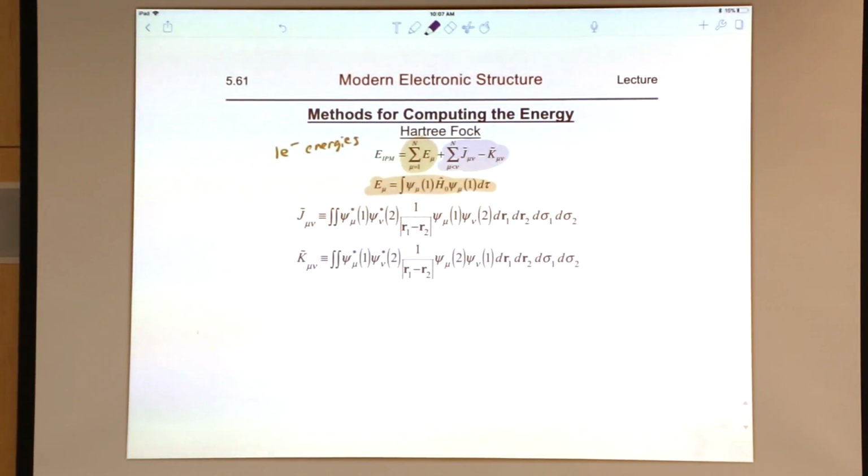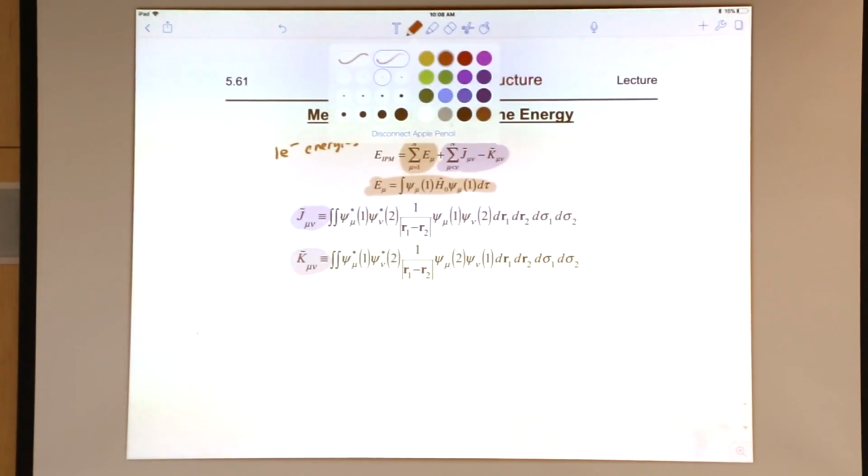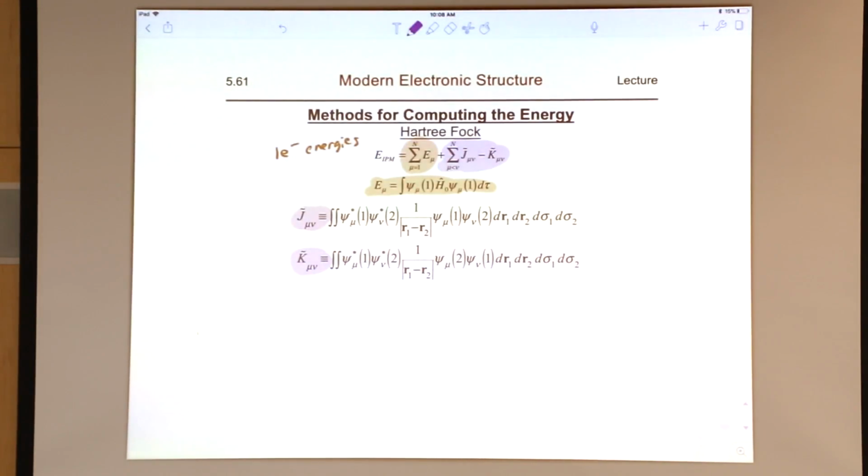They're pairwise. So for every mu and nu, summing over independent pairs, I have a Coulomb term, J, and an exchange term, K. What these terms show me is that there is an average repulsion between the electrons. The electrons are independent, so they can't avoid each other, but they still interact. There's still the electron-electron repulsion between electrons here.